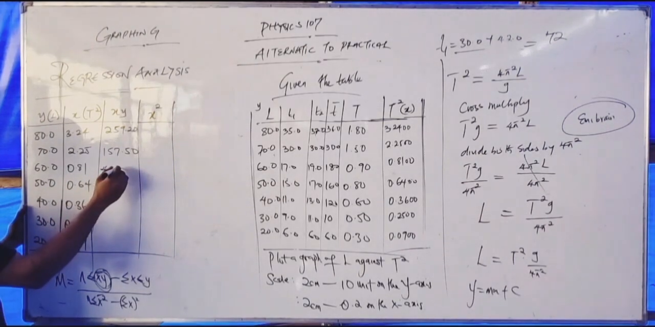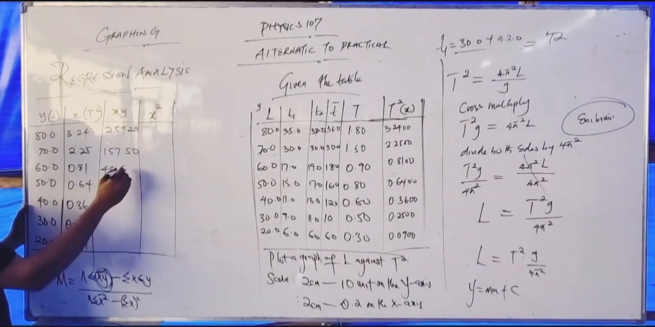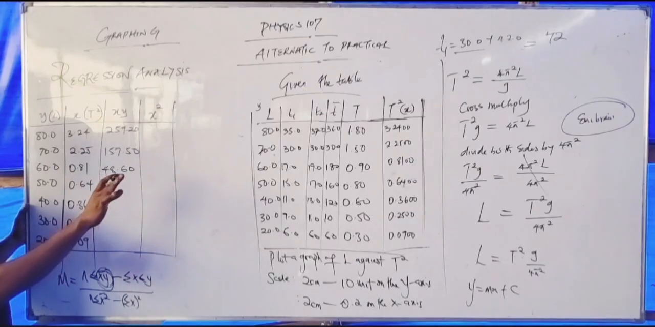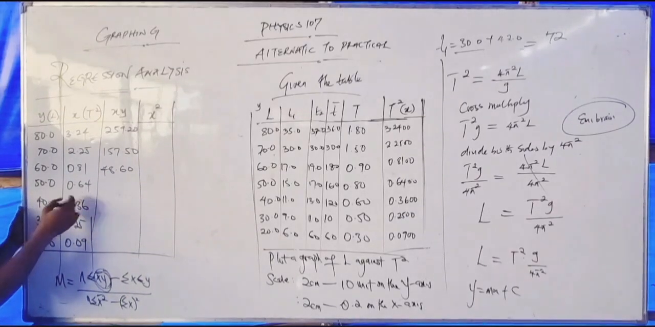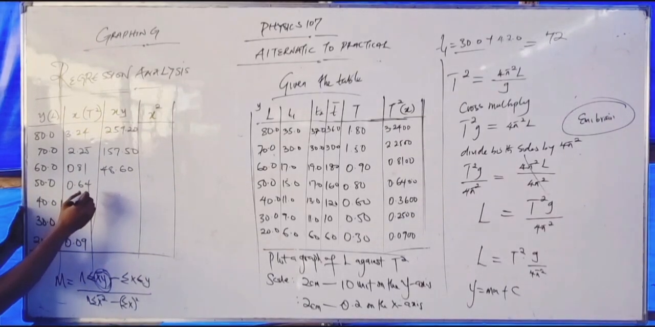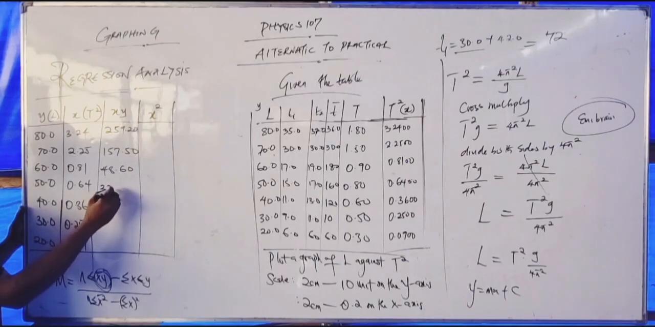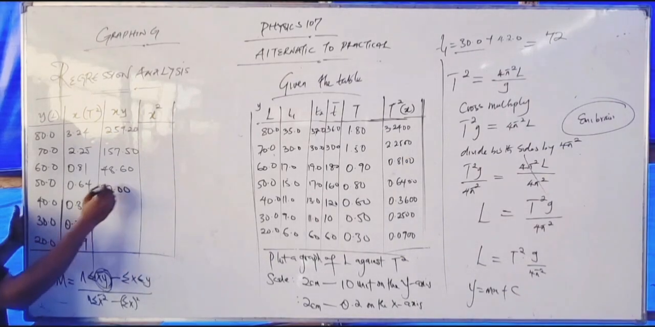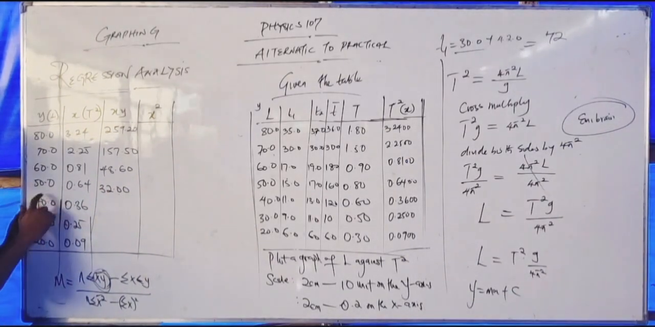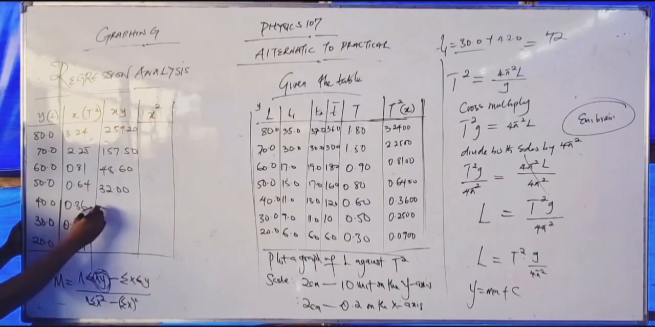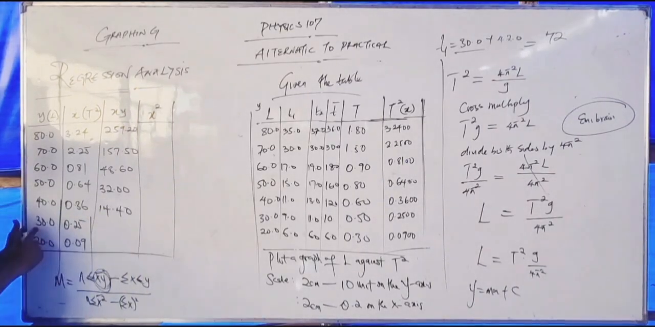48 point what? 6 0. No number there. Good. What about this? 30 what? 32 point what? 0 0. Hope you know what you're doing here. This time this, right? What about this? 14 point what? What about this?